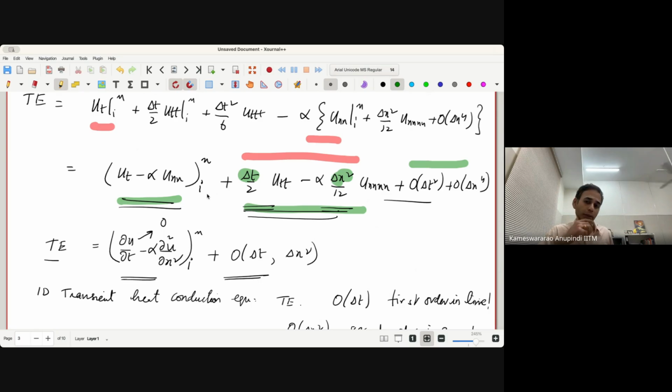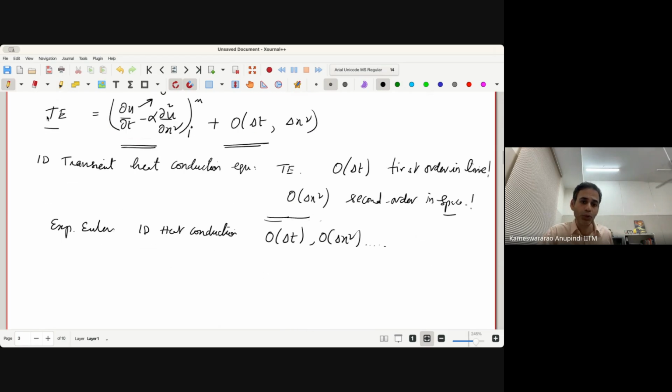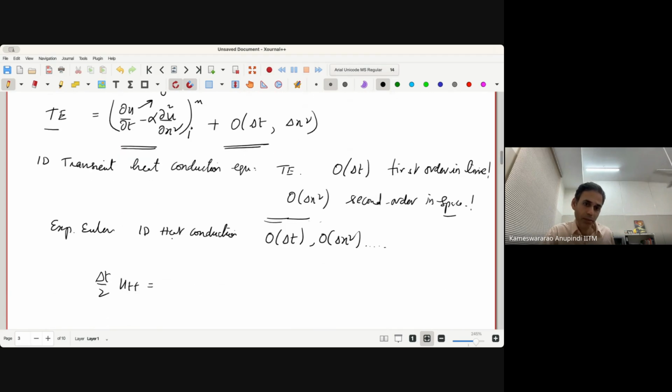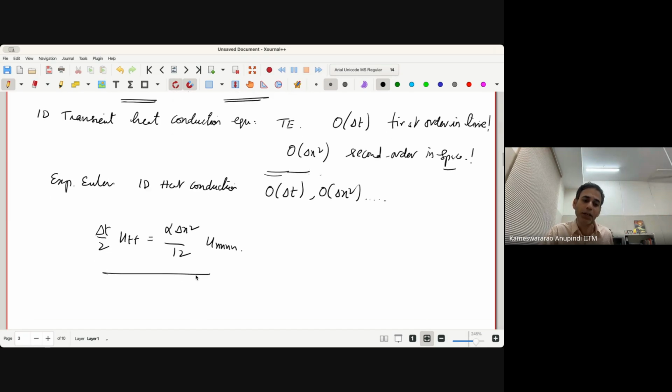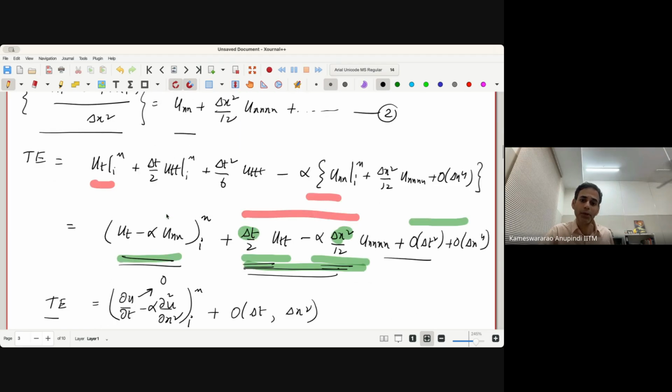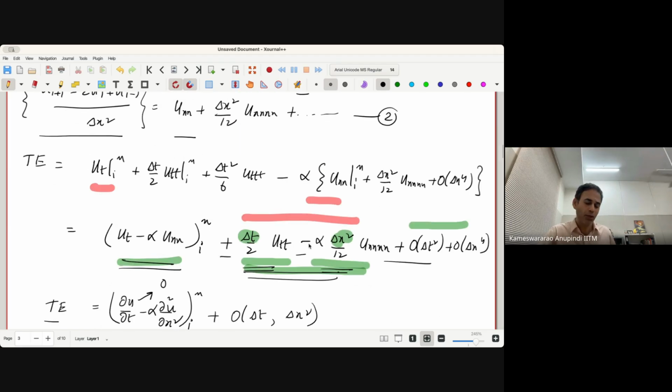That means what should I do? I should basically make this first quantity equal to the second quantity. That means delta t by 2 utt equals alpha delta x square by 12 u for x. If I can satisfy this condition by appropriately choosing my delta t and delta x, then I can make both of them equal, and one of them comes with a positive sign, the other with a negative sign, so they get cancelled.